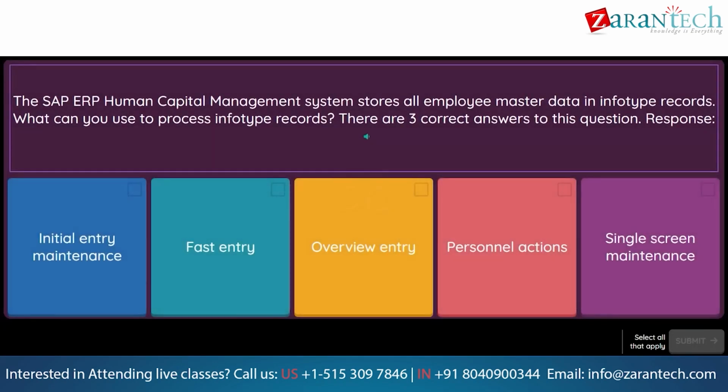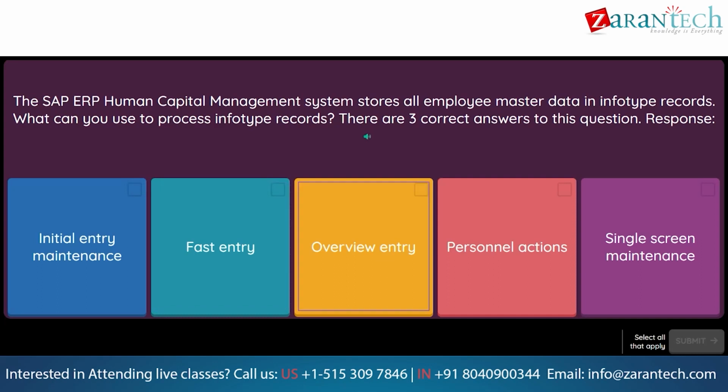Question: the SAP ERP Human Capital Management system stores all employee master data in info type records. What can you use to process info type records? There are 3 correct answers to this question. Response: Option 1 Initial Entry Maintenance. Option 2 Fast Entry. Option 3 Overview Entry. Option 4 Personnel Actions. Option 5 Single Screen Maintenance.